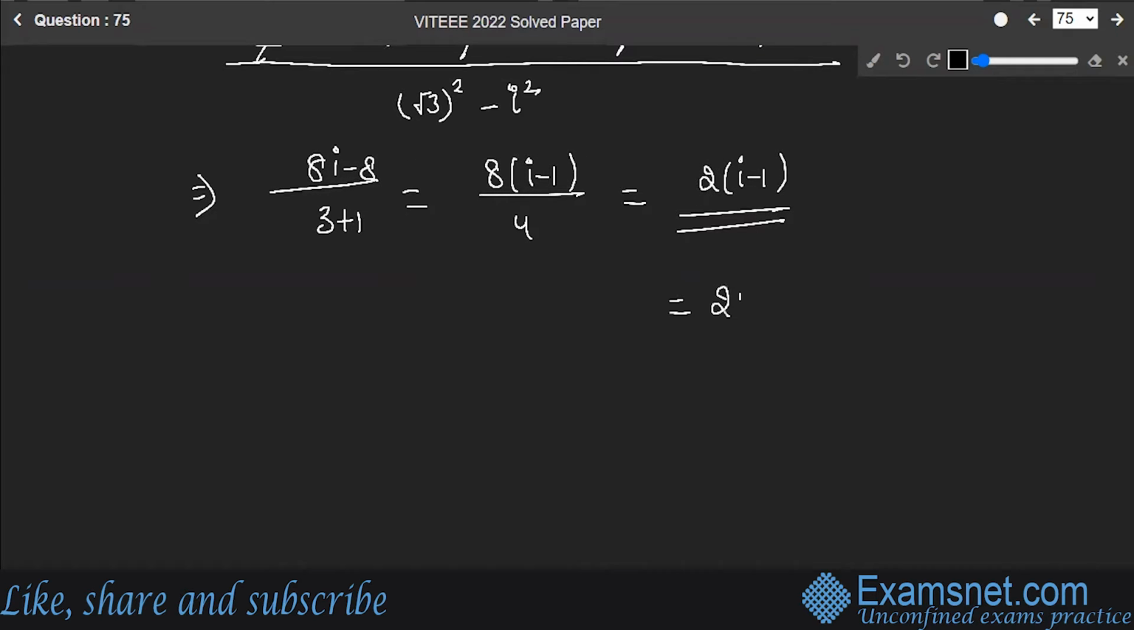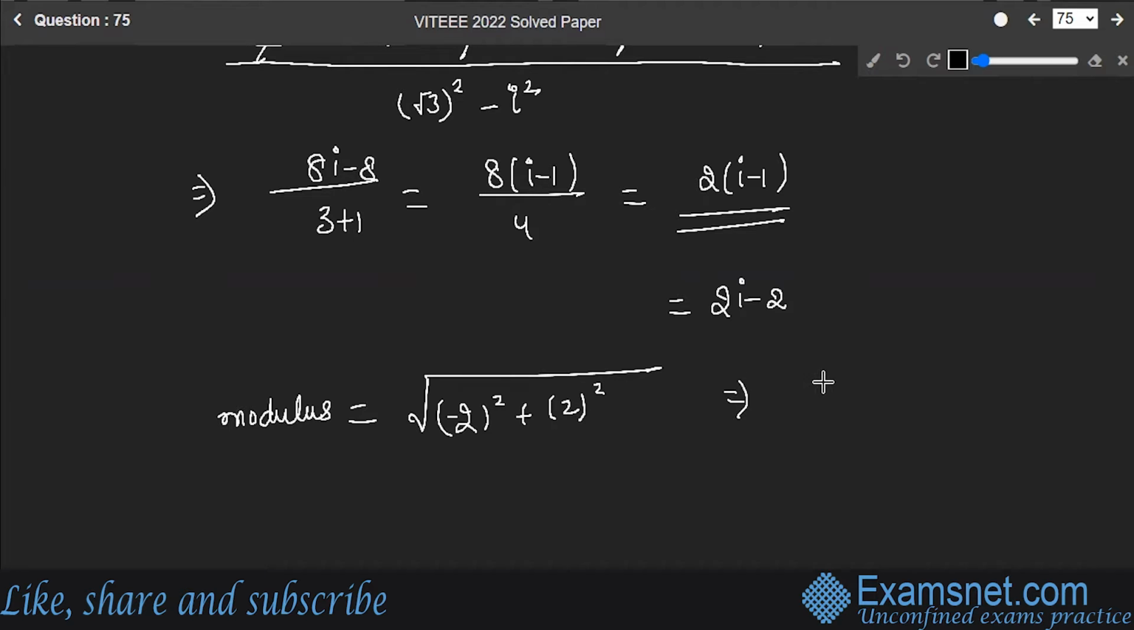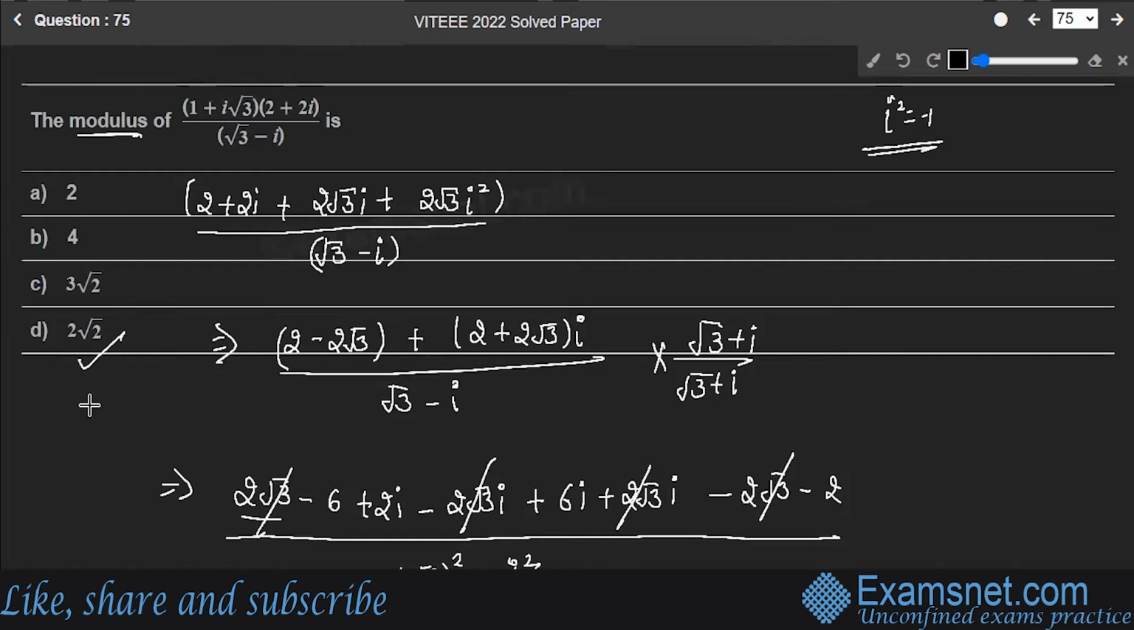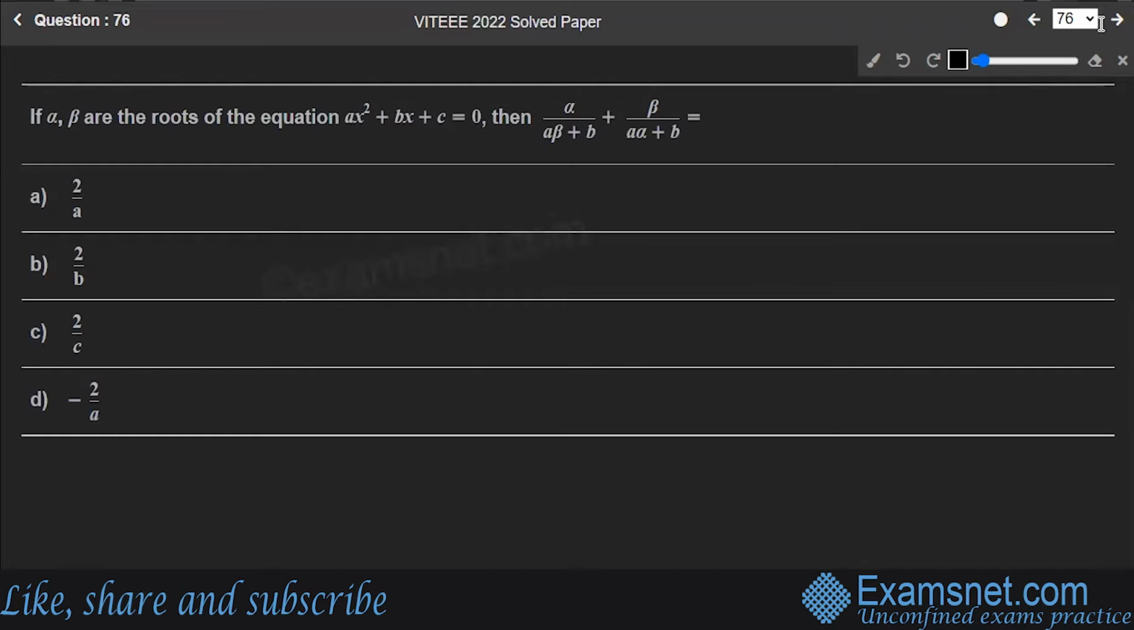This can be written as 2 iota minus 2. Modulus is given by the square root of minus 2 square plus 2 square, which is equal to the root of 4 plus 4, that is root 8, or this is 2 root 2, that is option D. So this is the correct answer to the question. Hope you got that. Let's move to the next question, number 76.